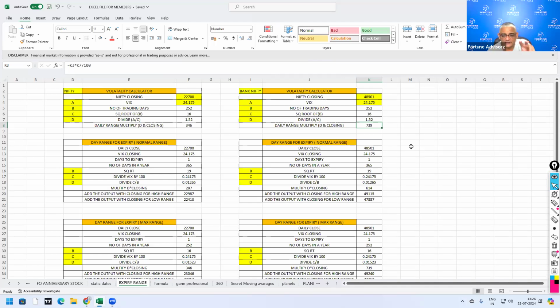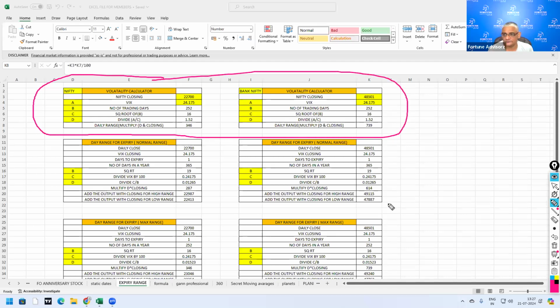So every month on the 30th, whenever the market is closing, the monthly closing, not the expiry closing, monthly closing. If it is happening on 31st, then 31st. If it is happening on 30th, then 30th. If it is February, then 28th, or 29th if it is a leap year. So if you put that, you will first of all get the tentative range of the market.